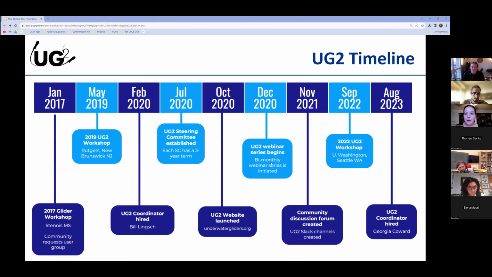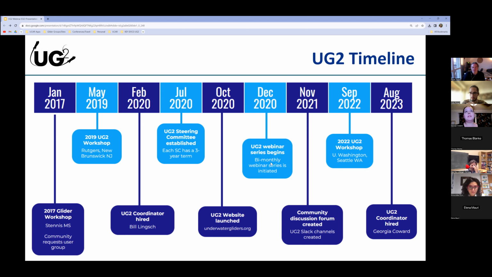So how did we get to where we are right now? You can see there's a timeline up on the screen that showcases the evolution of UG2 from January of 2017 to this year. As I said, UG2 was requested at that 2017 glider workshop to be formed as a community coalition group. The second workshop for UG2 was held in 2019 at Rutgers University in New Jersey. In February 2020, the first part-time UG2 coordinator was hired. I'm sure many of you know Bill. I think he's on the call today as well.